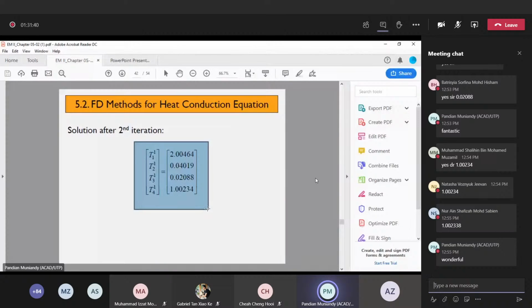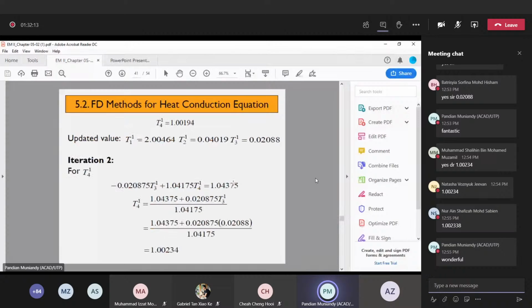So you have the first iteration. The answer T1 is 2.00384. T2 0.04015. T3 0.0084. T4 1.00194. Forget about the superscript. The superscript just shows we are at level 0. So it became 1 now. So the next level, this temperature is the second iteration.